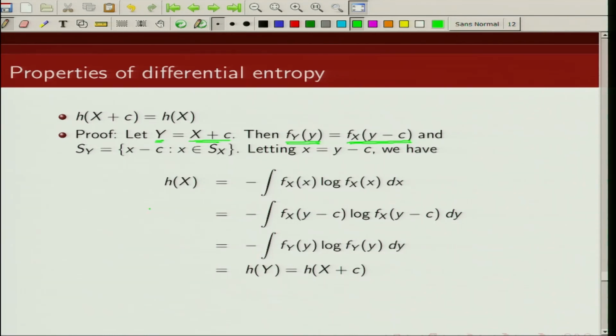Now we can write the differential entropy of x in this particular fashion, and x is nothing but y minus c, so this is given by this, and this is nothing but f of y, so this is equal to the differential entropy of y, which is x plus c. So this is the differential entropy of x plus c. So what we have proved is the differential entropy of x is the same as the differential entropy of x plus c. So translation does not change differential entropy.